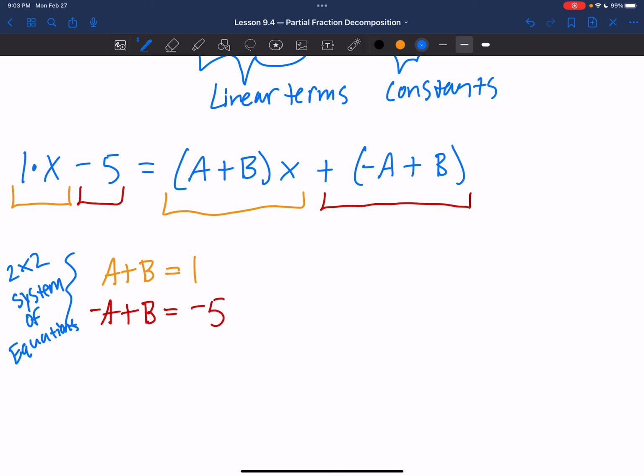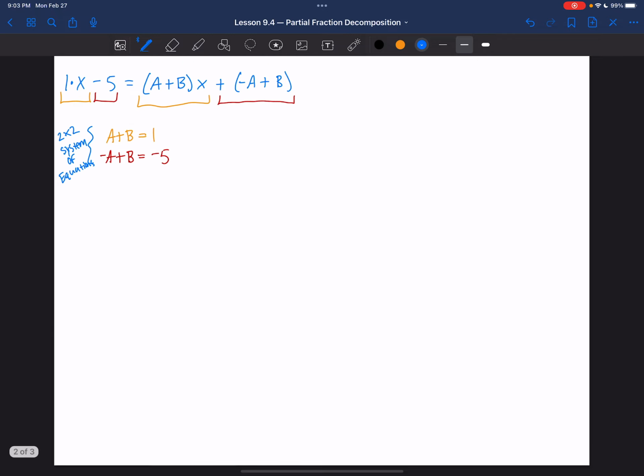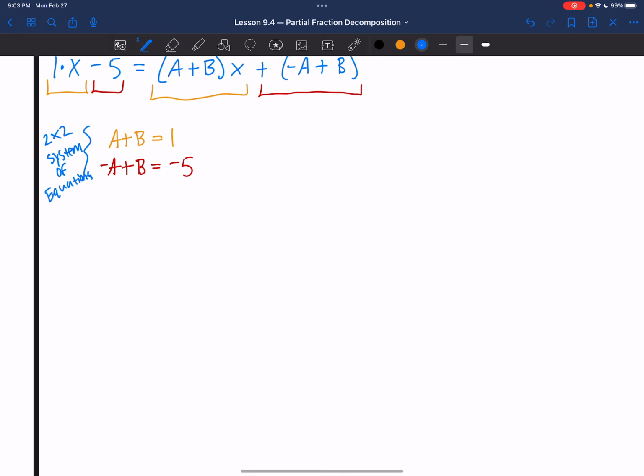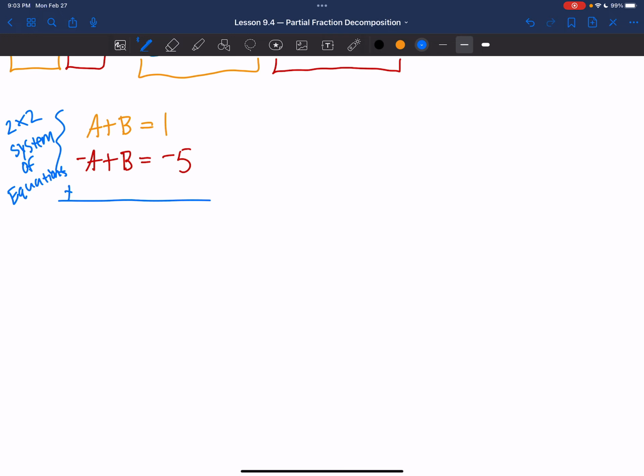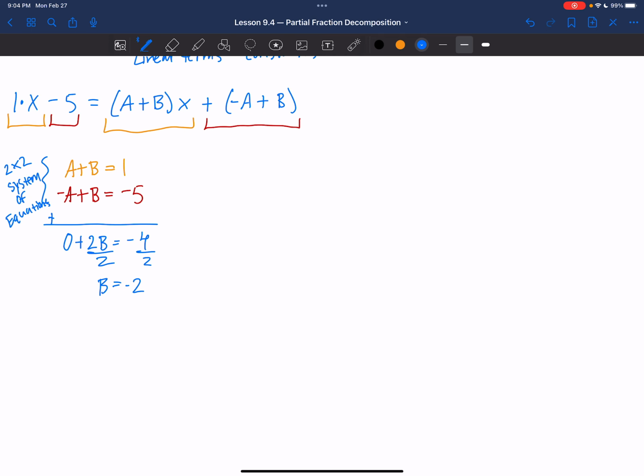And now that you have constructed a system of equations, you can solve for a and b. Now this one's pretty easy. We can just use elimination. If you add these together, a plus negative a is 0, plus 2b equals negative 4. Therefore, b equals negative 2. Now if you use substitution, if a plus b equals 1, plugging in negative 2 for b, we find that a equals 3.